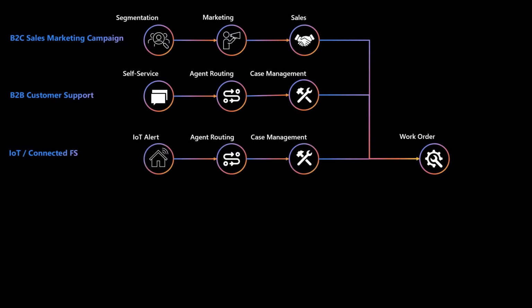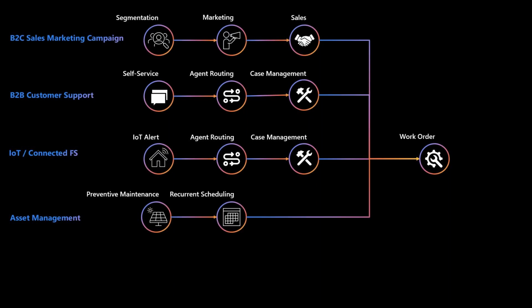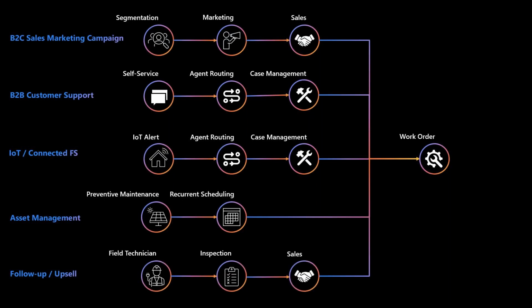It could be those IoT scenarios, the sensors monitoring assets to predict failure, or at least let us know when failure occurs. It could be preventive, so asset management over the course of time at periodic intervals in a preventive maintenance scheme. That implies recurring scheduling of work orders as well as recurring billing.